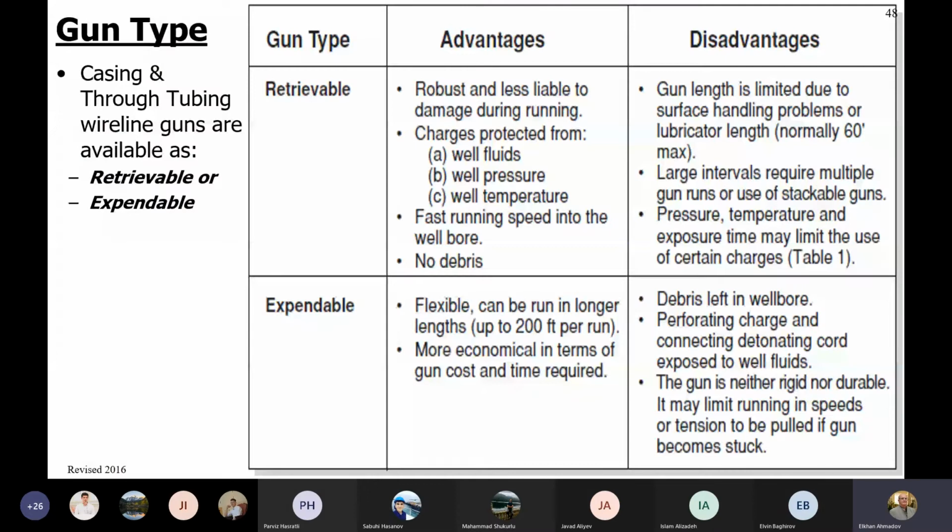So yesterday we talked about some gun classifications.